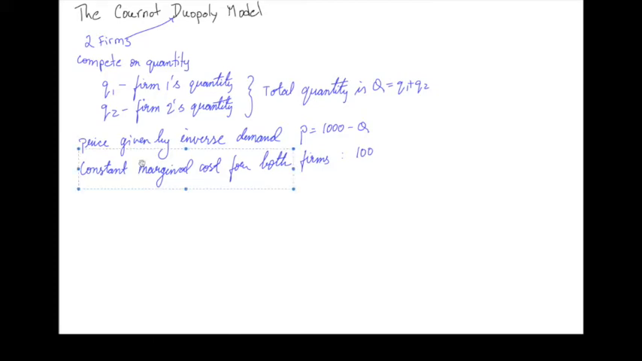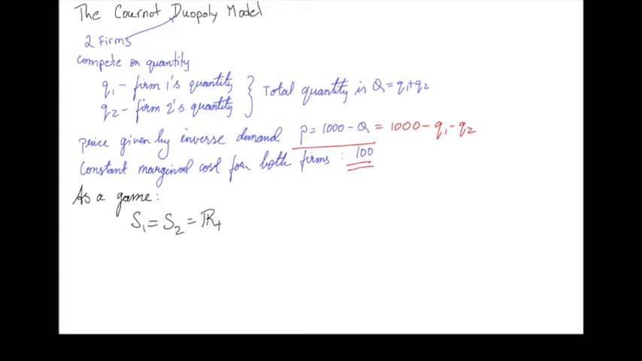The price is given by the inverse demand, which is P equals 1000 minus capital Q. So 1000 minus Q1 minus Q2. Each firm has a constant marginal cost of 100. How do we formulate this as a game? We first need to write down the strategy sets and then the payoff functions. The strategy sets for both firms are the same. It's the set of non-negative reals, so this would be from 0 to infinity, not including infinity.